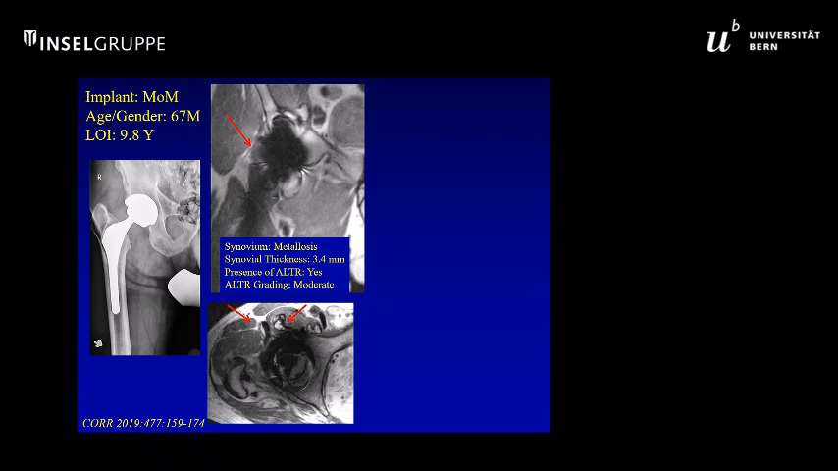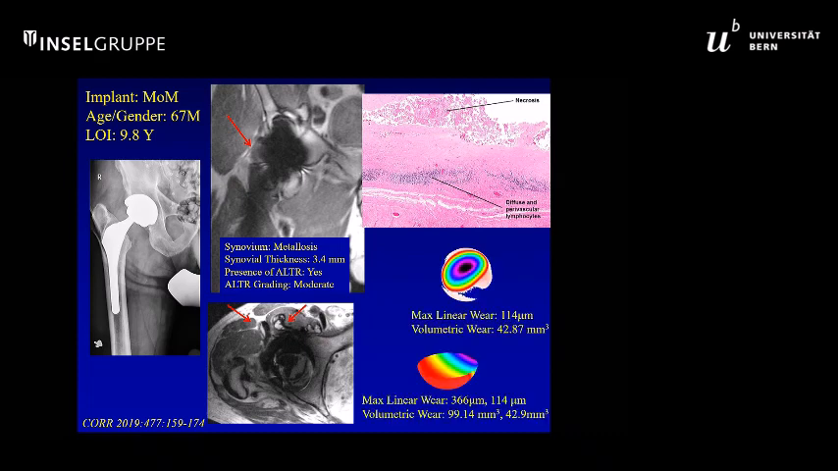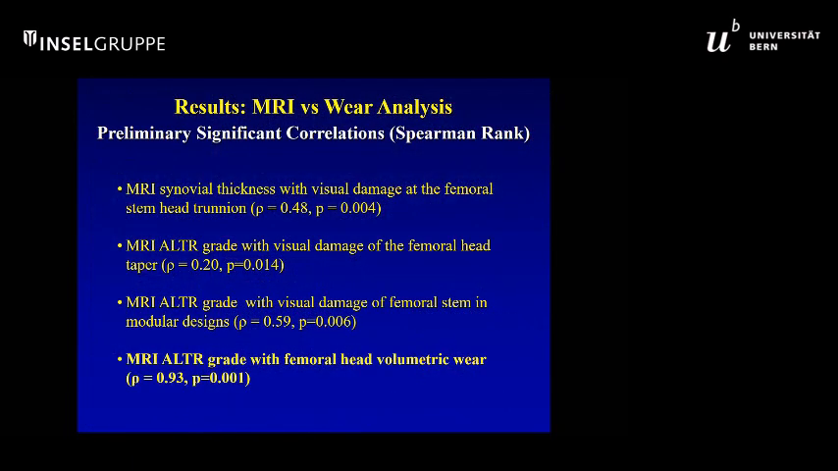And that was confirmed at histology. This is showing perivascular lymphocytes, and then again, modest deviation, but of more biologically significant particles. So what rose to the top in this particular study, and just focus on probably the last bullet, was that the preoperative MR correlated with the femoral head volumetric wear. So this is imaging correlating not just to histology, but to the changes that we're seeing in the retrieved implant.